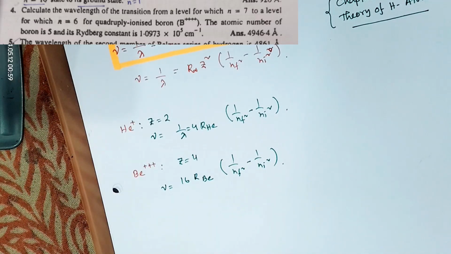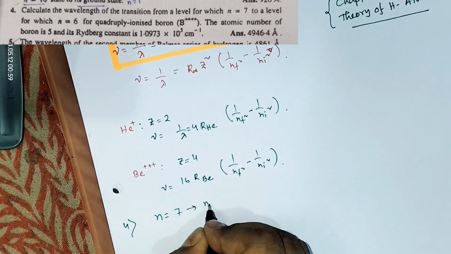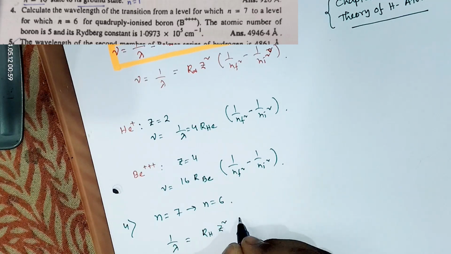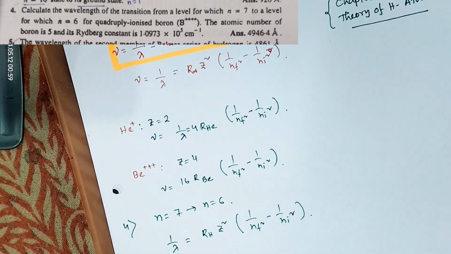So here it is already said that the transition is from the level n equals 7 to the level n equals 6. So n initial equals 7 and n final equals 6. I think it is already given. So I am going to use the same process. 1 by lambda equals R H Z square into 1 by nf square minus 1 by n initial square. Okay, now input the values.